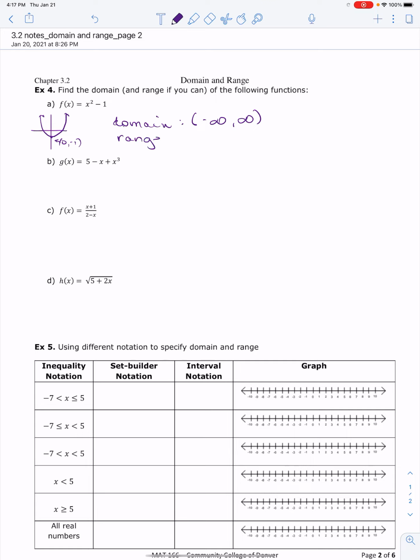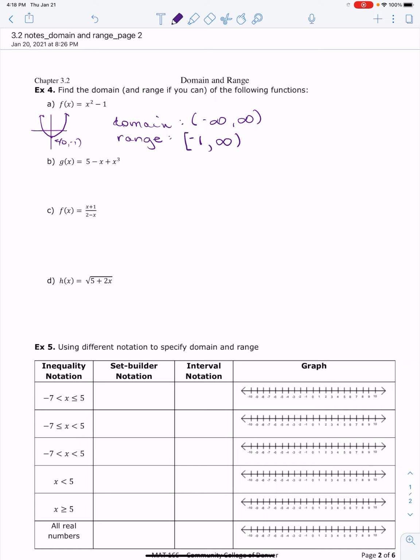Our range bottoms out at that -1. And when I plug in 0 for x, I can hit -1 for y. So we've got a square bracket there. We go -1 to infinity. That's not going to stop.